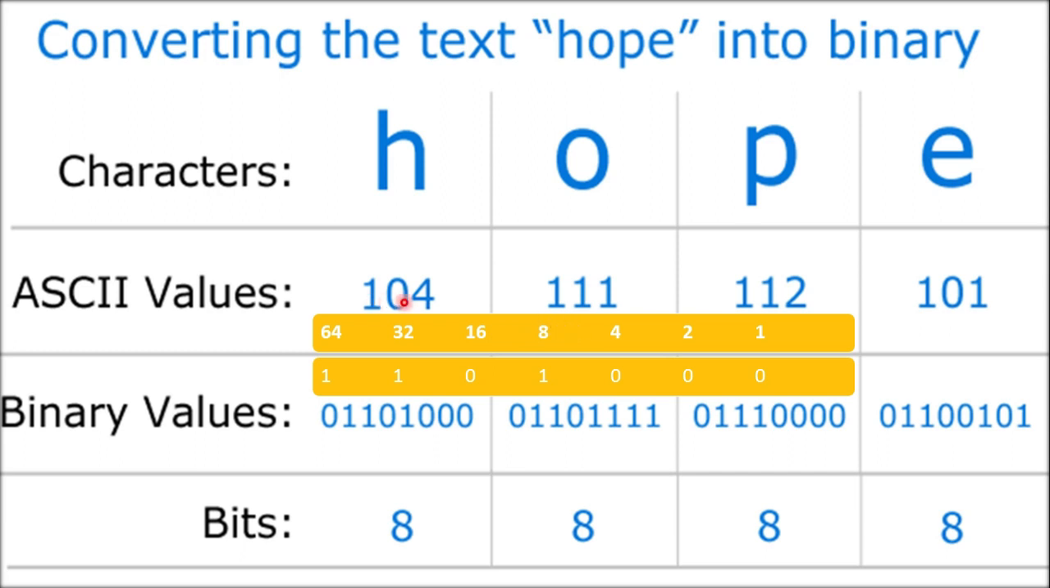The combination is 64 plus 32 plus 8, which becomes 104. Are you getting it? In the places where you have used numbers to get 104, all those places you put 1. Other places you keep zeros. So this is the very easy method for converting a decimal number to binary. I think you got it.